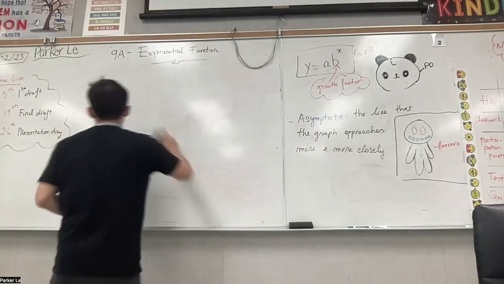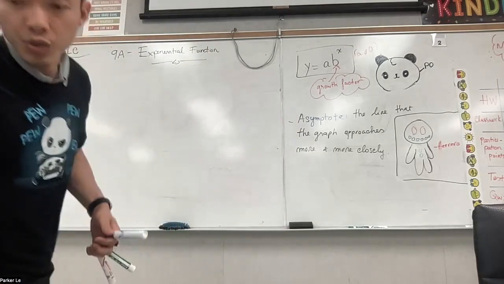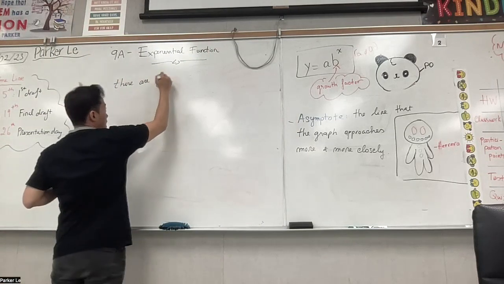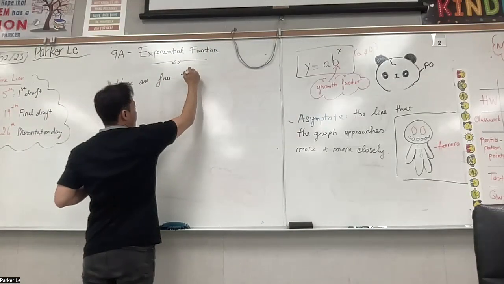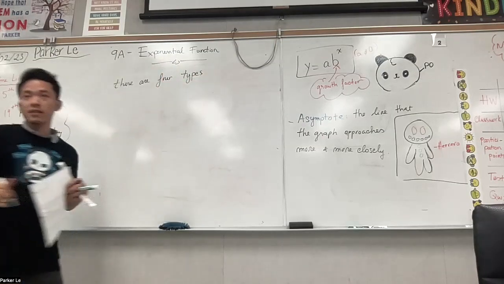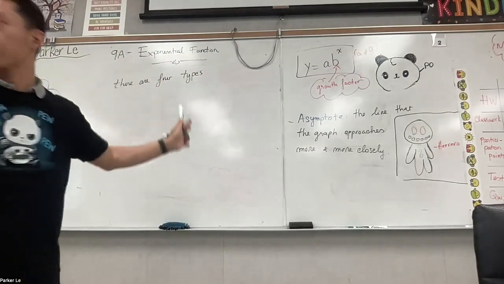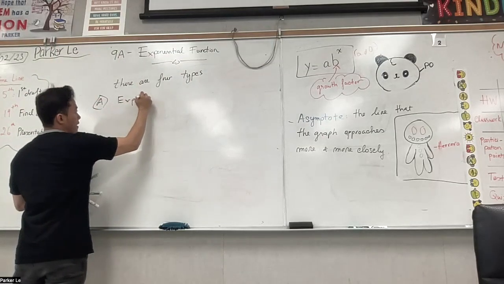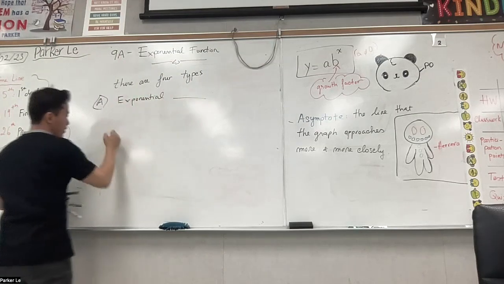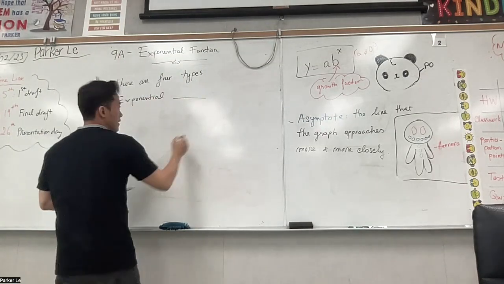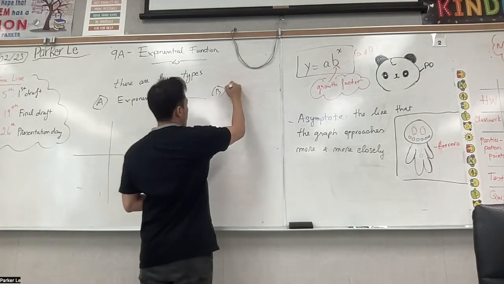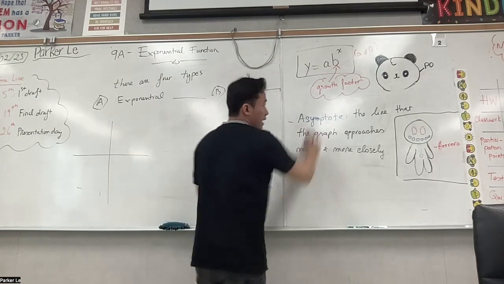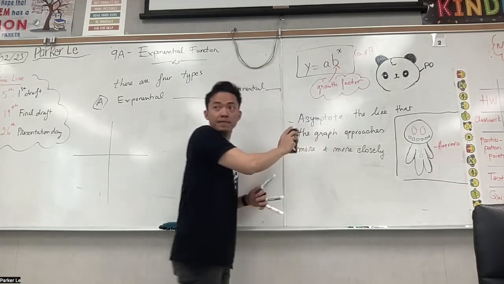I want to introduce that there are 4 types. When you graph this exponential function, they will fall into these 4 types, only these 4 types. So the first one is, I'm going to leave it blank. You're going to guess. And the second type is exponential. You're going to guess. Can I erase this one too?